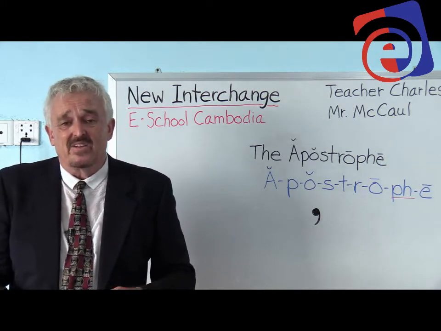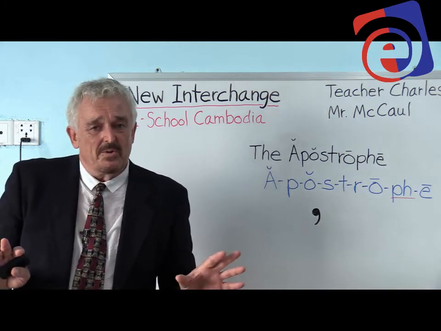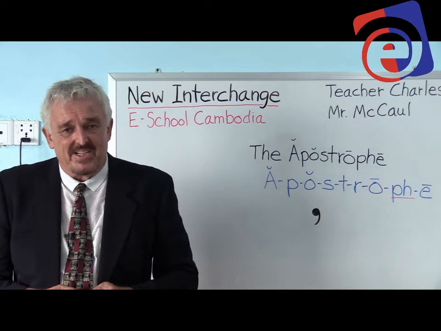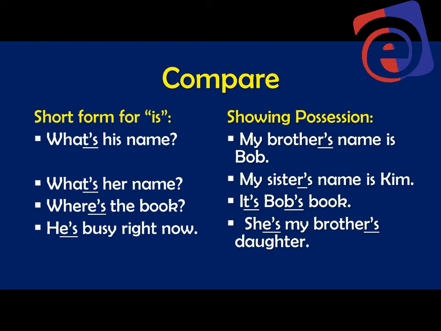Okay, let's look at the next slide, and we're going to compare the short form and possession. On the left is the short form. On the right is possession. Short form, what's his name? W-H-A-T apostrophe S. The apostrophe takes the place of the I in the word is. We make it short. What's his name?